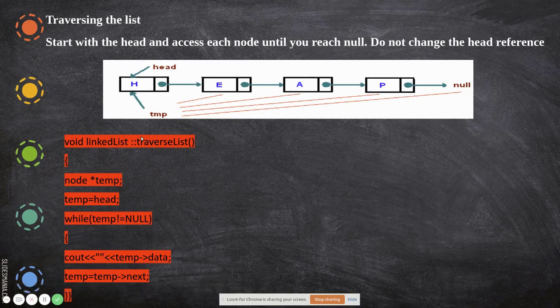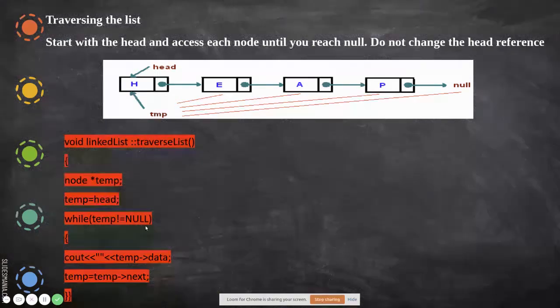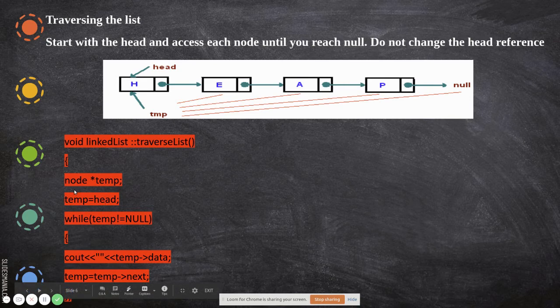So in linked list, you have already declared the function, and we are implementing it here using code. Node, we have declared a temporary pointer which is of node type. Already we know node is a structure, and we have seen how it is defined. Now temp is made to point to the head. Okay, so now it is pointing here.